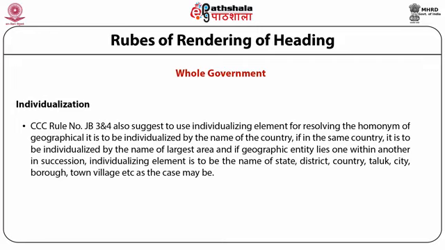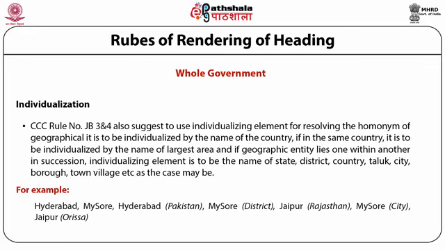If in the same country, it is to be individualized by the name of the largest area, and if geographic entities lie one within another in succession, the individualizing element is to be the name of state, district, county, taluk, city, borough, town, village, etc., as the case may be. For example, Hyderabad (Pakistan), Mysore (District), Mysore (City), Jaipur (Rajasthan), Jaipur (Odisha).